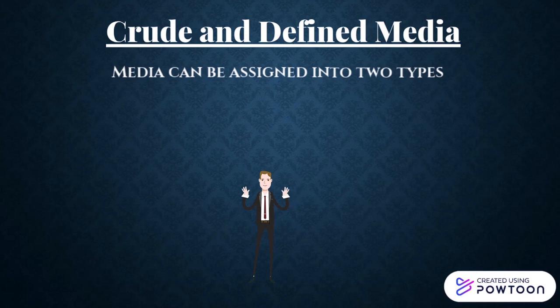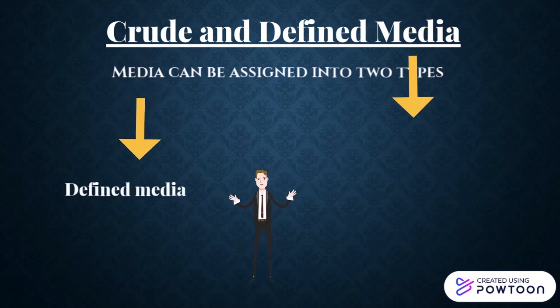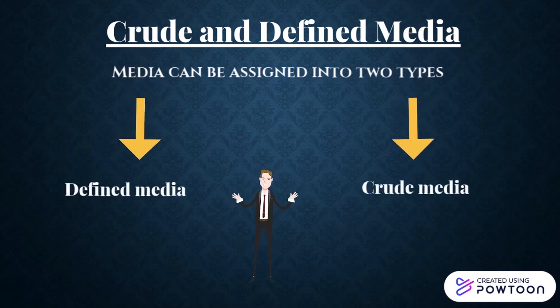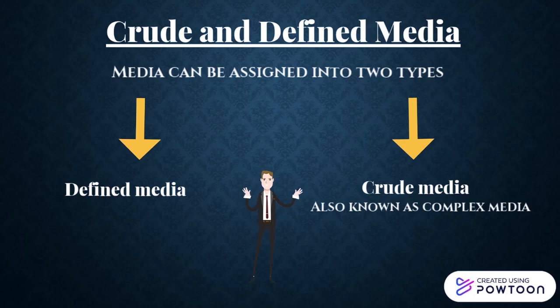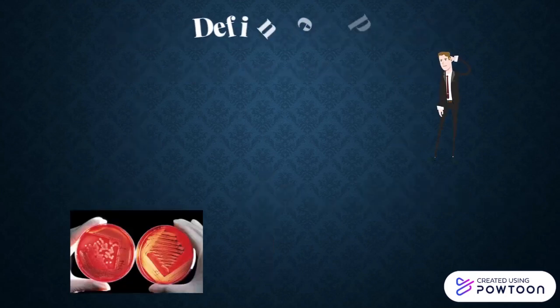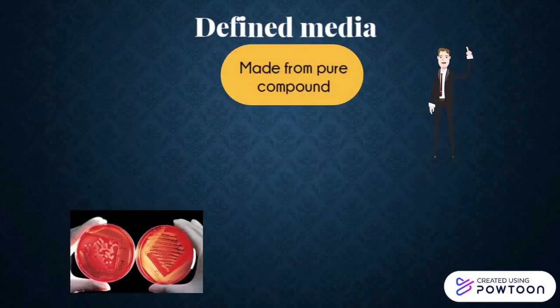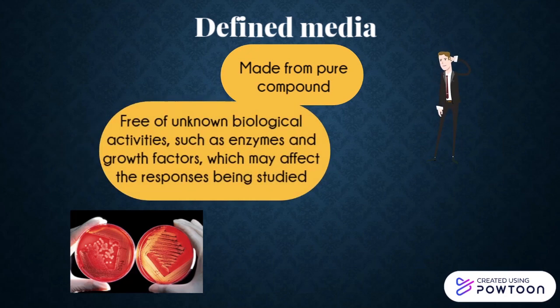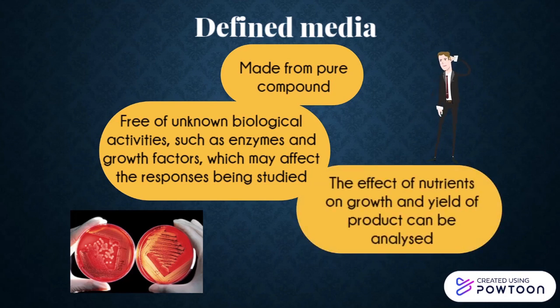Media can be assigned into two types, defined media and crude media, also known as complex media. Defined media is made from pure compounds, free of unknown biological activities such as enzymes and growth factors, which may affect the responses being studied. The effect of nutrients on growth and yield of product can also be analyzed.